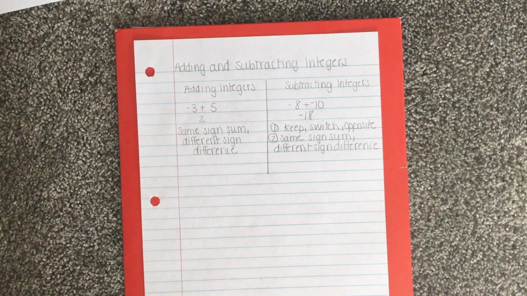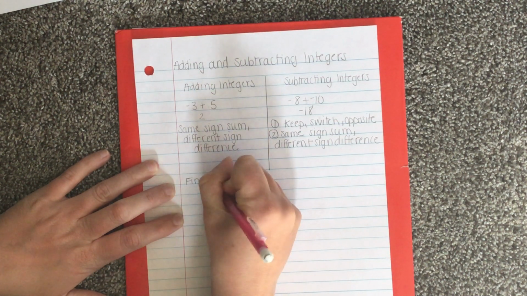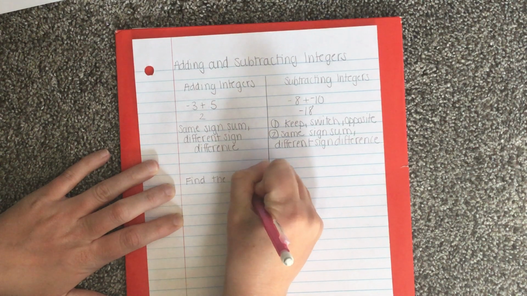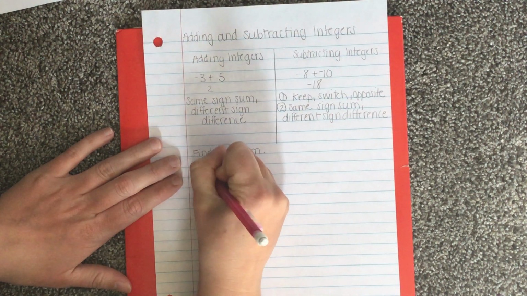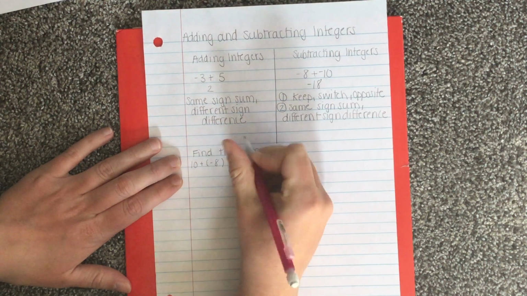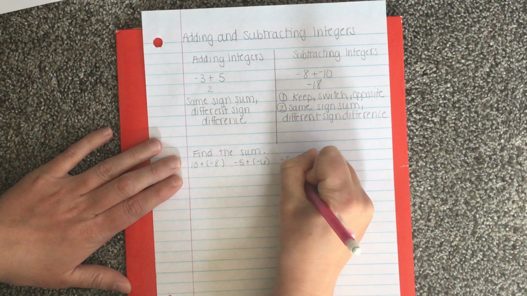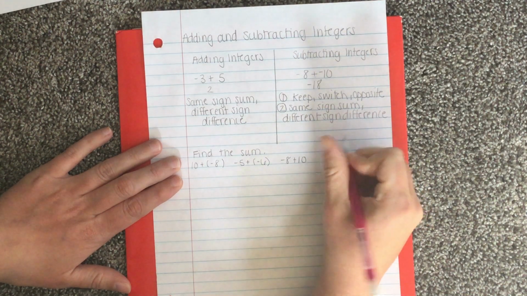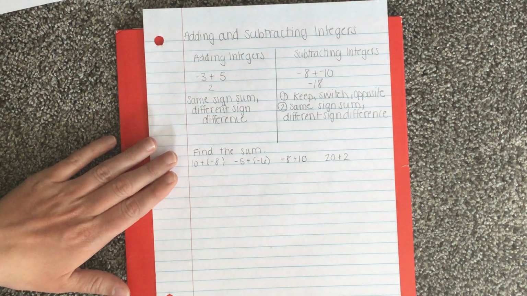Your worksheet is going to be set up like this. First, they're going to ask you to find the sum. So I'm going to put 4 problems on here: 10 plus a -8, -5 plus a -6, -8 plus 10, and 20 plus 2. Push pause and try those now.